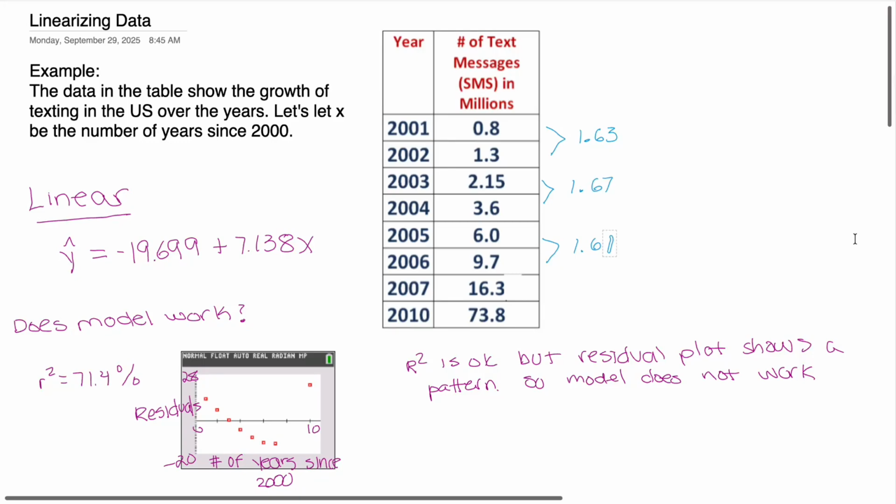Welcome to this video. In here we're going to talk about linearizing data. Take a look at this example. The data in the table show the growth of texting in the US over the years. Let's let X be the number of years since 2000. So we're given a table right here, and we want to somehow establish a relationship between X and Y.